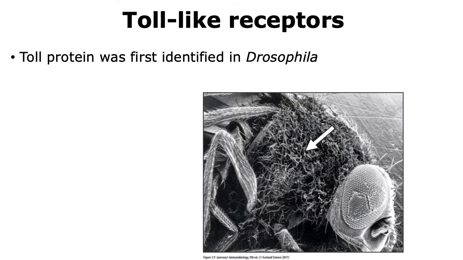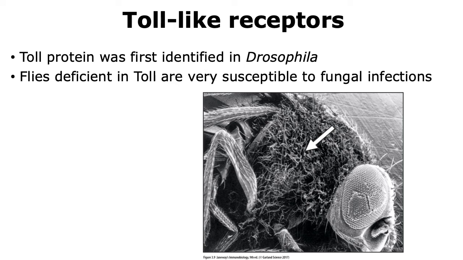Toll-like receptors were initially identified in Drosophila, and at that time the protein was called toll. Now, flies that were deficient in toll were shown to be very susceptible to fungal infections, and that is what we can see in the figure where that white arrow is. The white arrow is pointing at all the fungi that have covered the body of that fly.